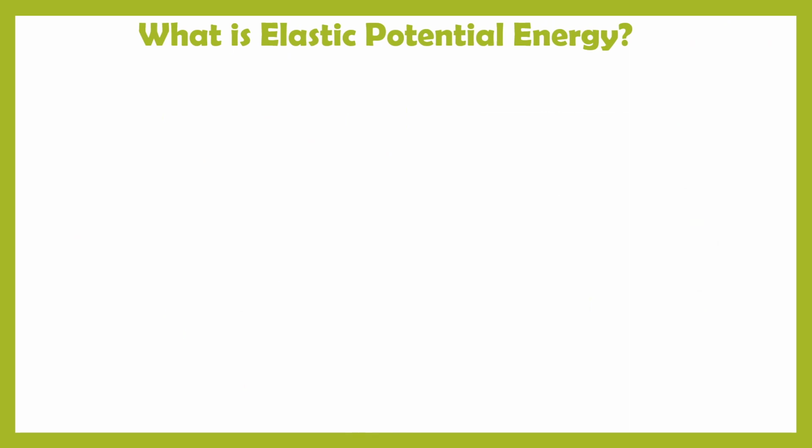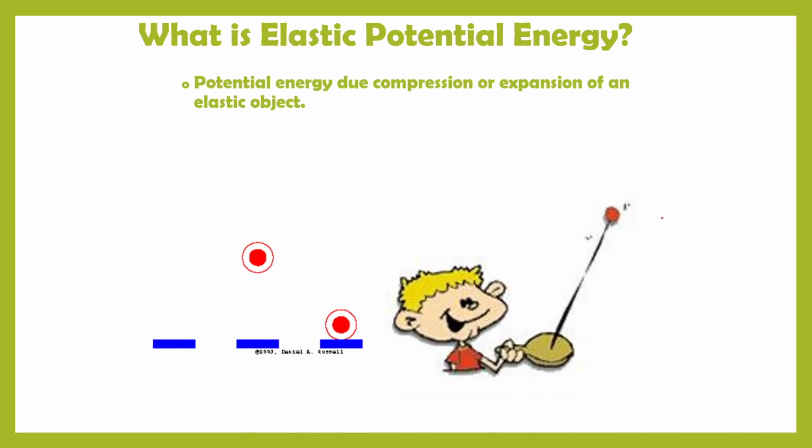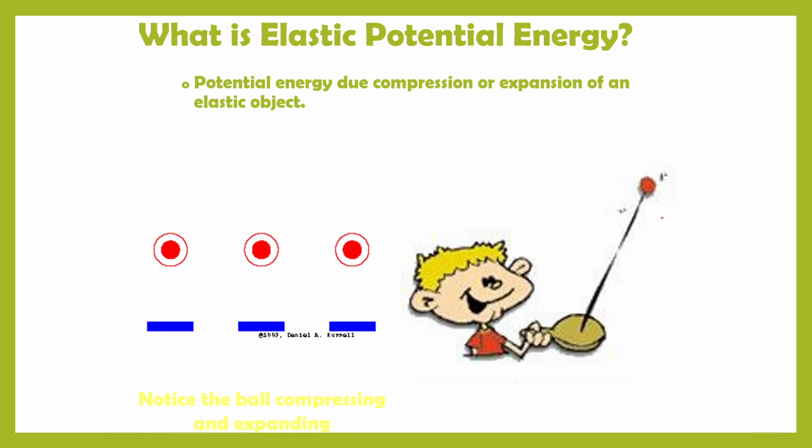So elastic potential energy is the first one I'm going to look at. Elastic potential energy is just energy that comes from the compression or the expansion. So you can imagine here, if we dropped 3 different balls and each one had a different amount of bounce factor, if you will, that is the elastic potential energy.